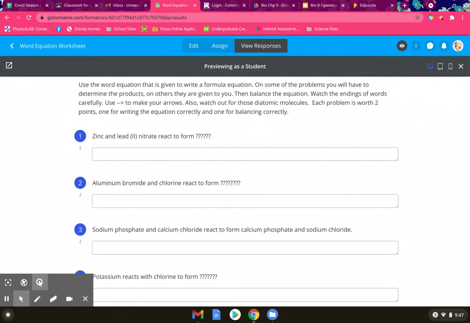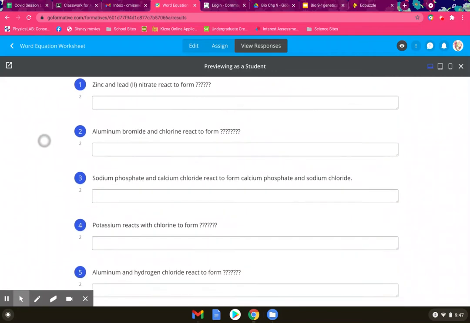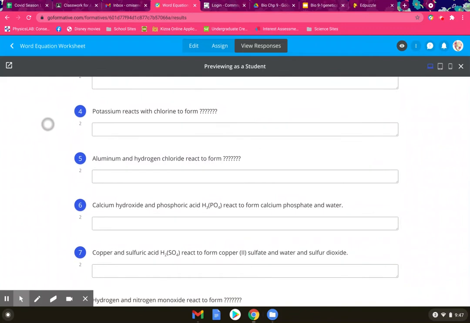Now for the word equation worksheet that seemed to be difficult for a lot of people. We'll do a couple of these. Let's do number 4, potassium, which is K, reacts with chlorine. And this hurt a lot of people. Chlorine's diatomic because it's in group 17. So I'm going to put Cl2 to form.